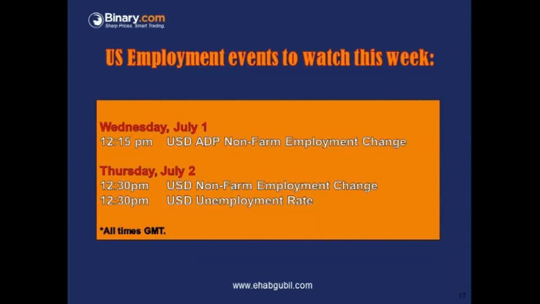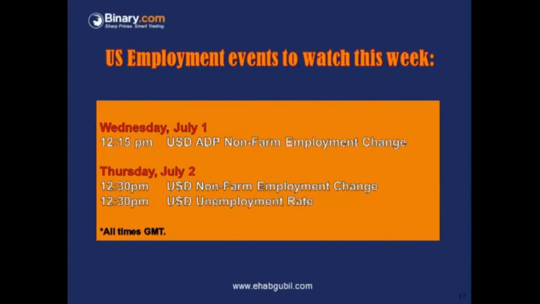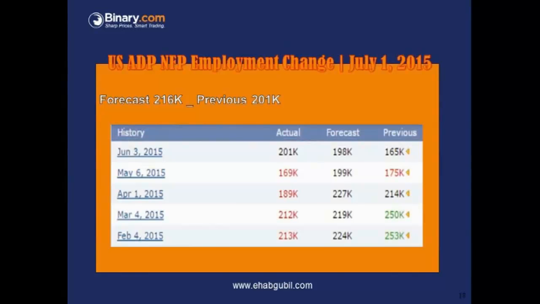Now, with the US employment events to watch this week. Wednesday, July 1st at 12:15 p.m., ADP non-farm employment change. Thursday, 2nd of July at 12:30 p.m., non-farm employment change and unemployment rate. The US ADP non-farm payroll employment change will be released on July 1st at 12:15 p.m. GMT time.